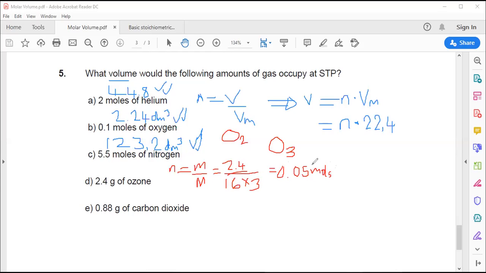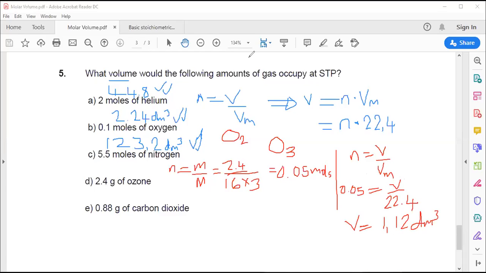Right, after I've done that, I go to my formula for volume. Number of moles is equal to volume over Vm. My number of moles is 0,05. All right, you've got your V over molar volume. What's your molar volume? 22,4 at STP. Your volume now is equal to, what's the answer? 1,12, okay? Cubic decimeters.